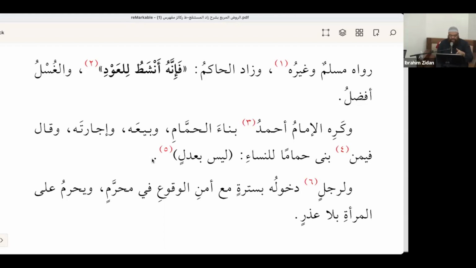وبيعه, and selling it, وإجارته, and renting it. And he said with regards to someone who builds a hammam for women, ليس بعدل, he's not someone of righteousness. Al-adl is just, but it refers to the religion of the person. He's not a religious person, because women are forbidden to go to the hammam. For men, it has to be with the condition that not everybody is in front of everyone and things like this. Awrat is to be protected.